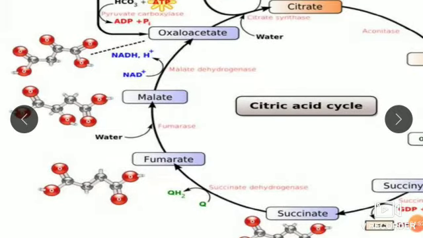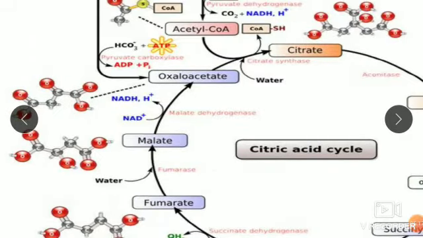Now fumaric acid undergoes a hydration reaction. That means this double bond of carbon breaks and the hydrogen ion and hydroxyl ion of water get attached to each of these carbon atoms. This leads to the formation of malate ion in the presence of the enzyme fumarase.